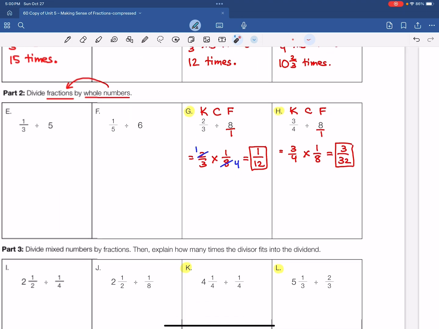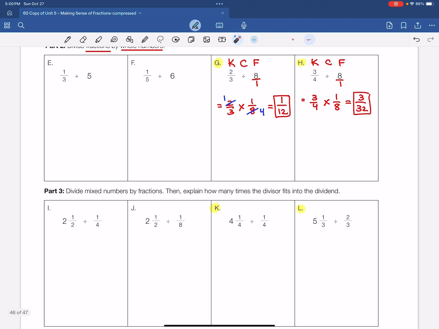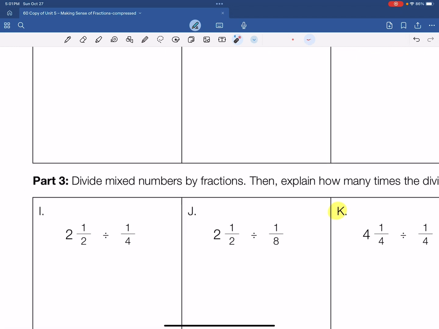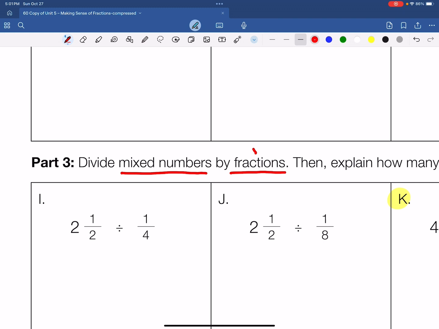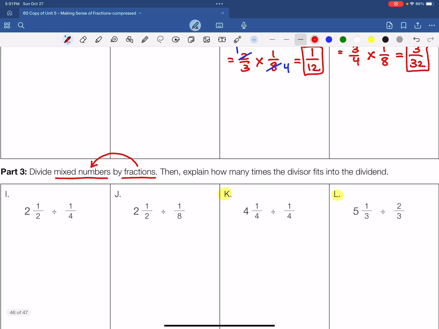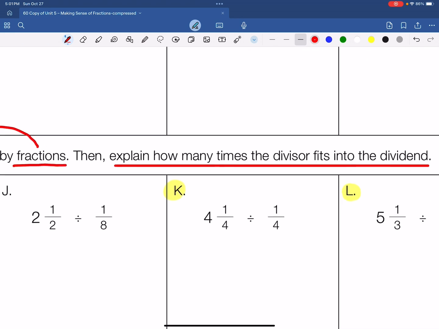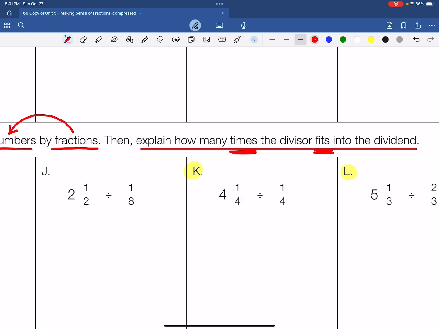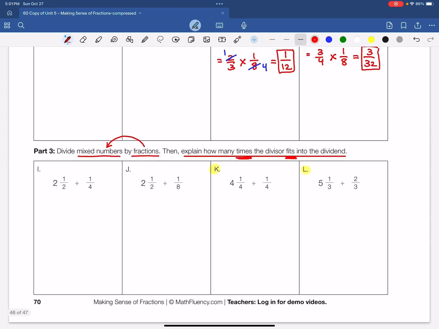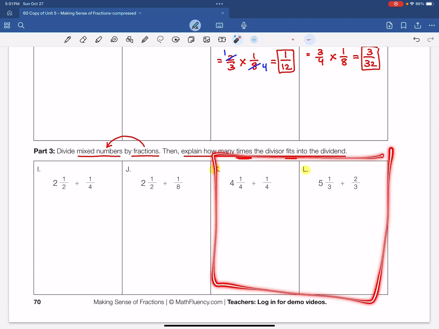Last section, part 3. It says divide mixed numbers by fractions. Underline mixed numbers. Underline fractions. And we need to see how many times the fraction will fit into the mixed numbers. Then it says explain how many times the divisor fits into the dividend. Underline our keyword of times and fits. We'll do 2 problems together, box K and box L, starting with letter K.